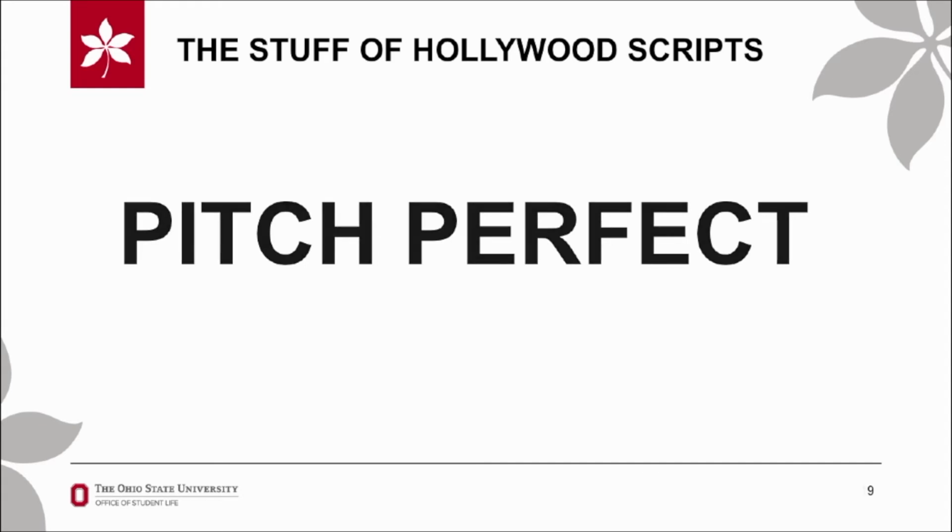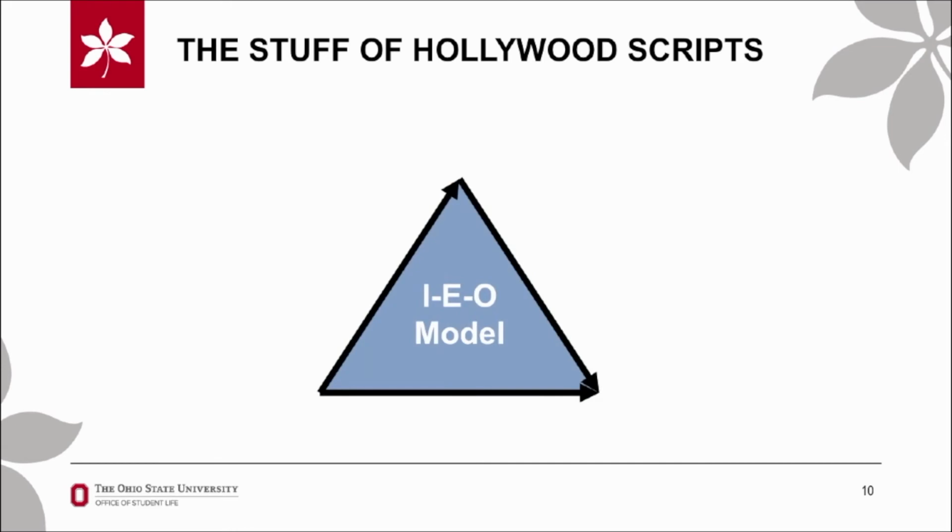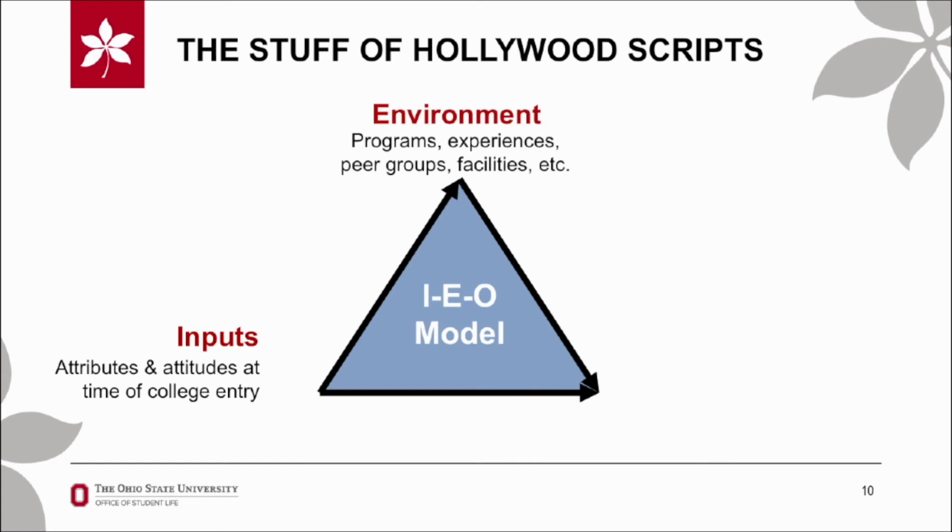If we go back to Astin's IEO model, some of Becca's inputs, like her gender and her love of music, interact in the environment through her involvement with an all-female singing group supported by the college that is both a social and a performing outlet, leading to successful outcomes, like finding a sense of belonging and persisting to her second year when she was originally a loner who wanted to leave college as soon as she could.